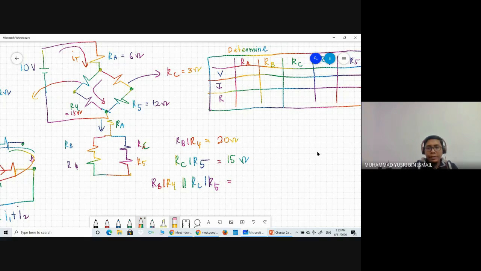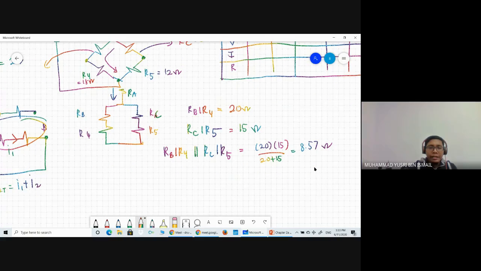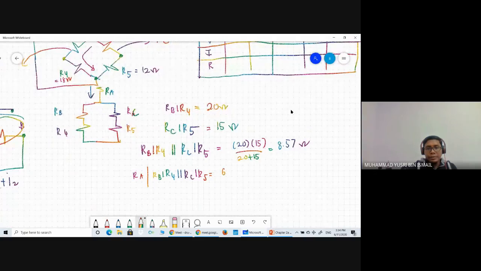Okay, now for the parallel, you will get a value of 8.57 ohm. Then RA is series with that. RA is equal to 6 ohm. 6 plus 8.57, so it is equal to 14.57 ohm.